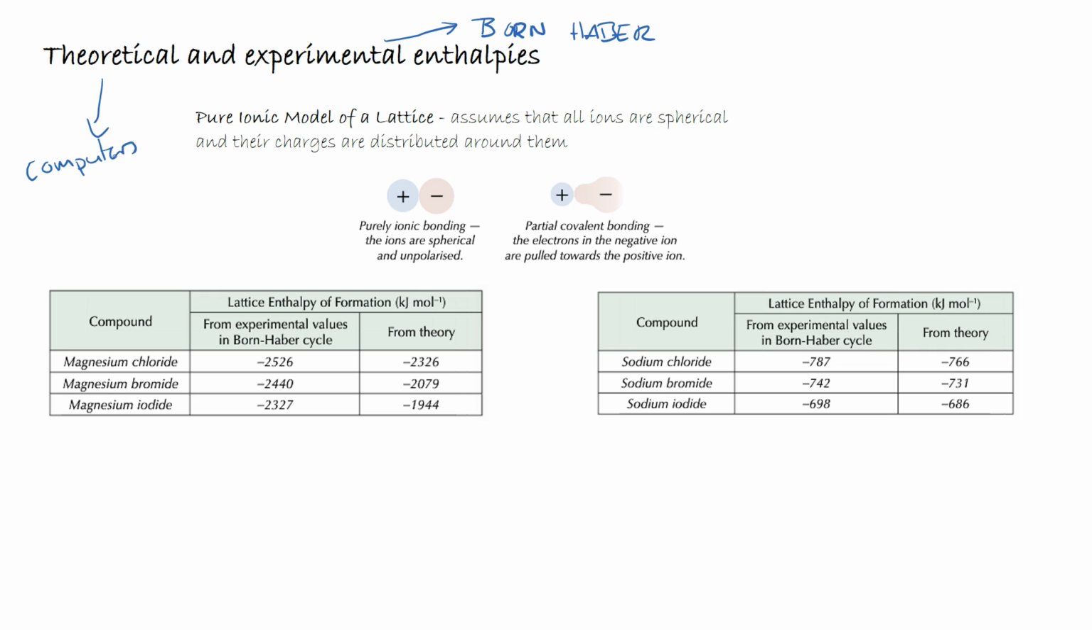And a theoretical experiment will assume the pure model of a lattice. That assumes all ions are spherical and their charges are distributed around them. In other words, they are point charges, and the ions are spherical, and they look much like this example that we've got on the left hand side. This is our computer model and how we're going to make our prediction.